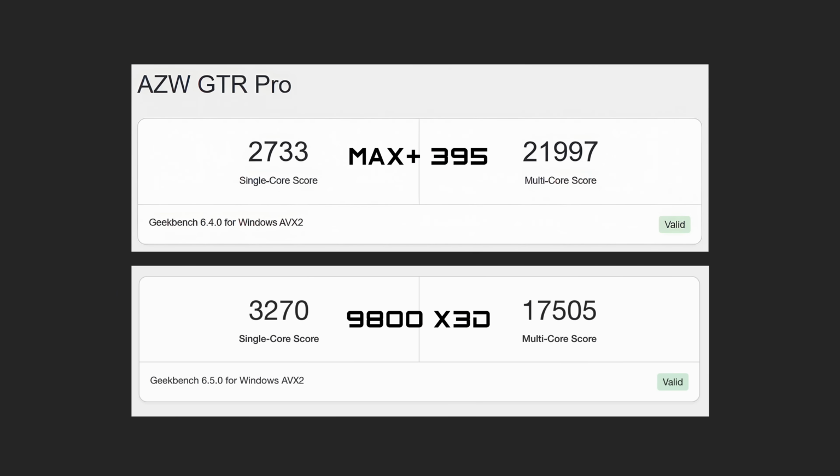Now, I want to take a look at some benchmarks that I ran on this thing. And first up, we've got Geekbench 6 for some CPU performance. Single core coming in with a 2,733, multi 21,997. Recently, I tested a pre-built PC with the 9800X3D, and we could probably see better performance out of something like that with some tuning. But that gave us a single core of 3,270, multi 17,505. One big thing to keep in mind here is that 9800X3D is a full-fledged desktop chip. This is a mobile chip that we're working with here.